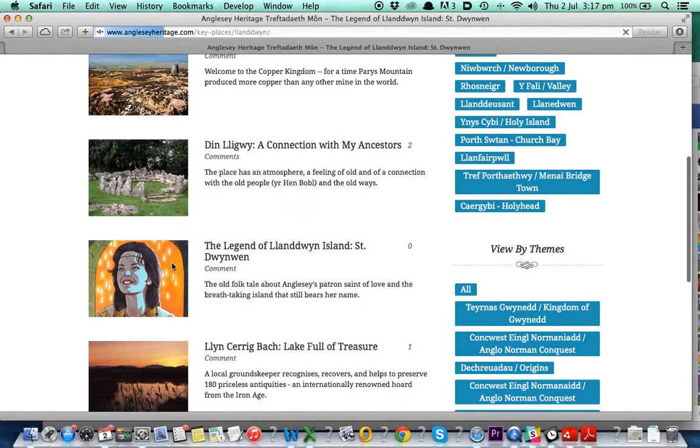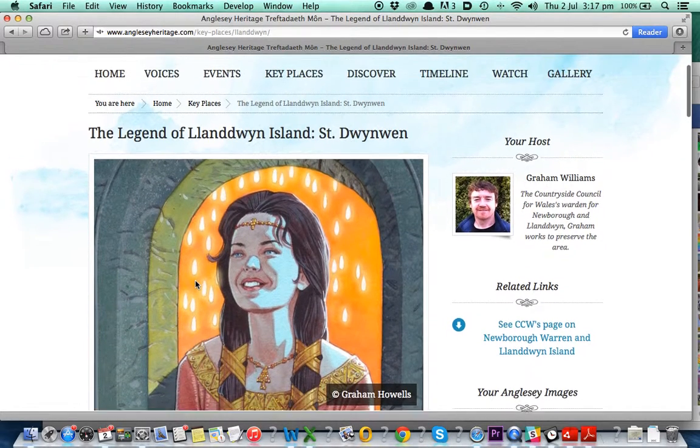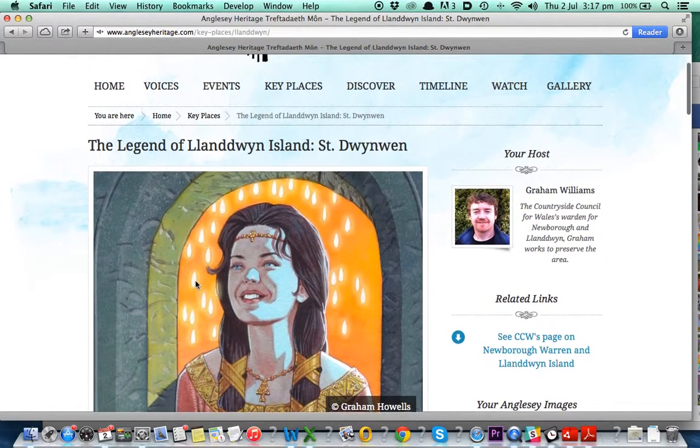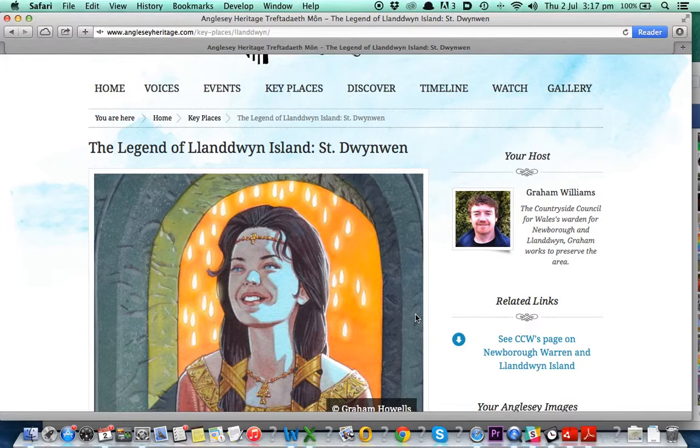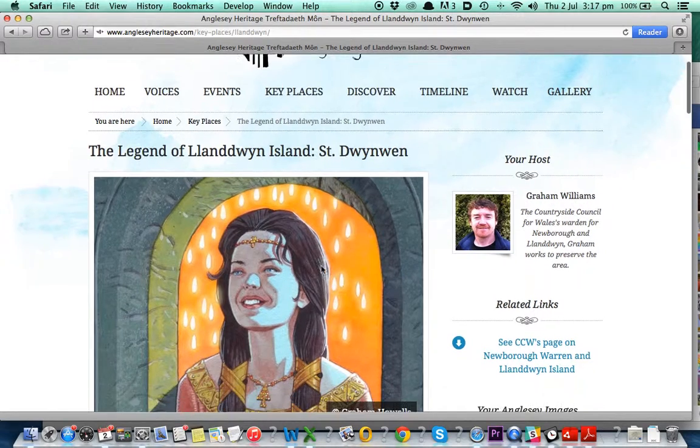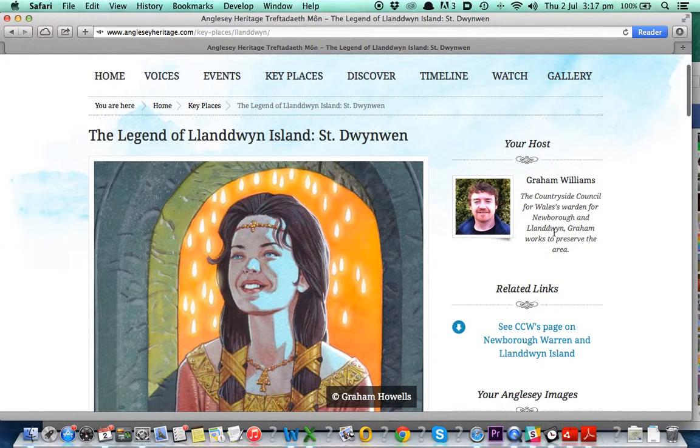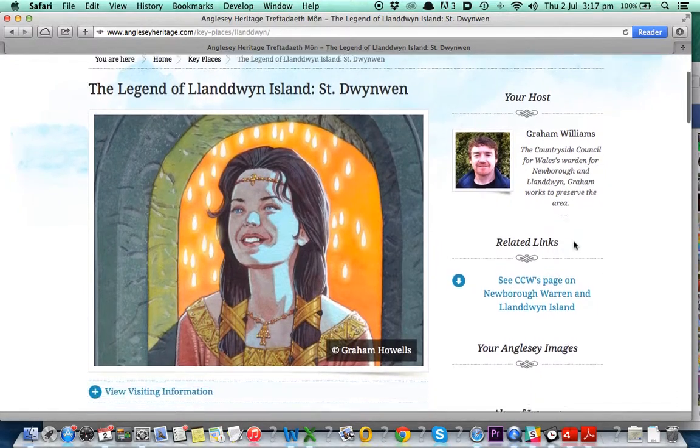So there's a beautiful beach on Anglesey right next to Newborough Warren, which is a nature reserve. It's a very special place, and it was the site where this medieval legend, Dwynwen, had her retreat probably around the year 400 or 500. The host here is the Countryside Council for Wales's warden for the area, Graham Williams.